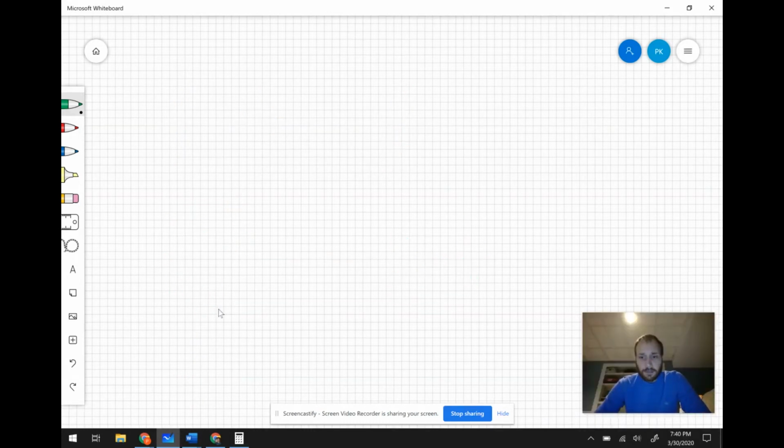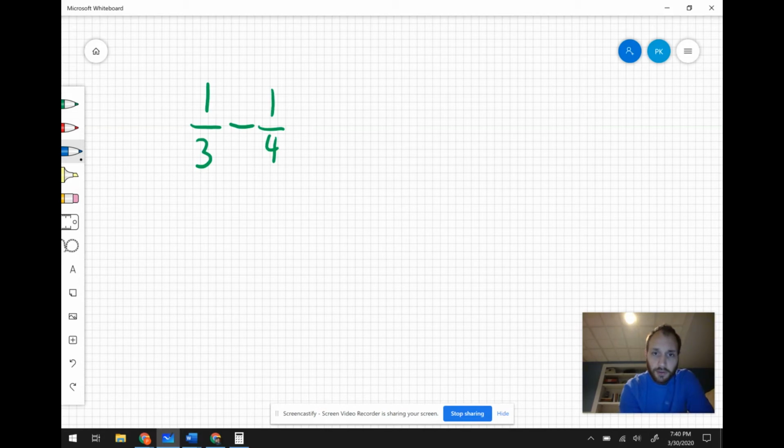Okay, so the last problem that we're going to do is one where you have to change the denominator in both of the fractions that you're working with. So I took for an example here 1/3 minus 1/4. So we notice that 3 doesn't go into 4, and 4 doesn't go into 3. So I'm going to have to change both of these. This is where we use our least common denominator.